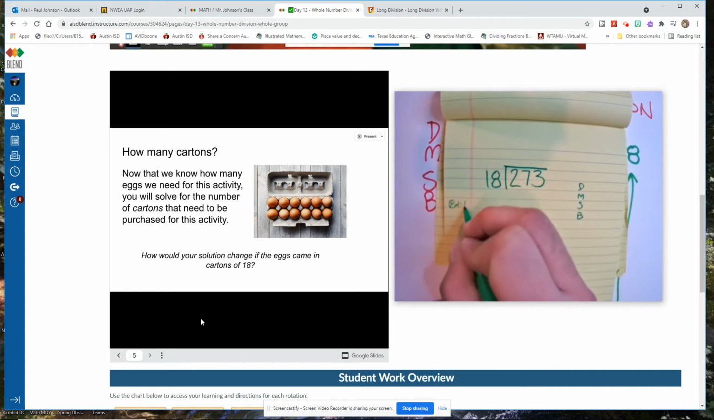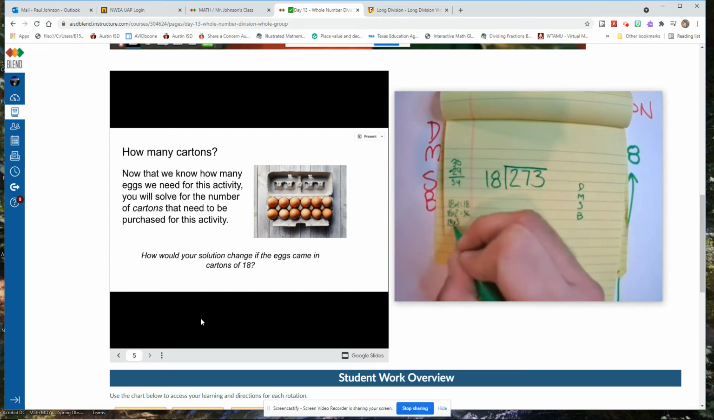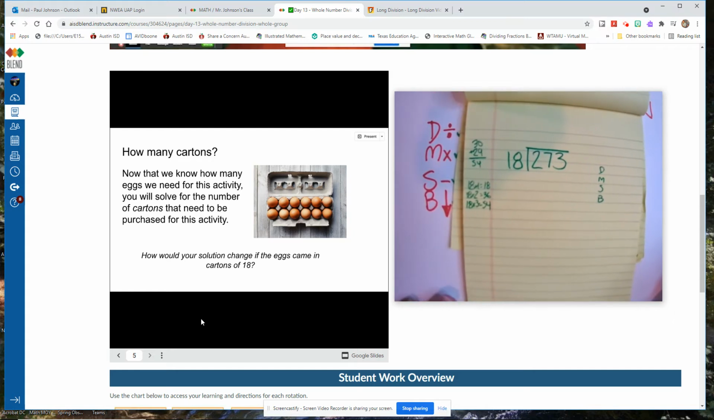18 times 1 equals 18. 18 times 2 equals 36. 18 times 3. Remember, if you start to have trouble with some of these in your head, we can do 10 times 3 is 30. 8 times 3 is 24. Add those together, and 18 times 3 is 54. All right, so there's some more tricks for you.